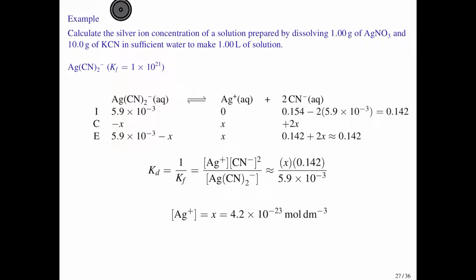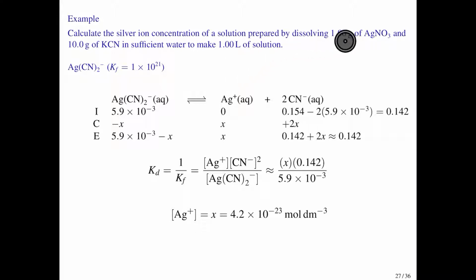But then there's also quite a lot of cyanide present, 10 grams of potassium cyanide. What's going to happen is the silver ion is going to react with the cyanide to form a complex ion in solution. And what they want us to do is calculate the amount of free silver left over in the solution. The way that I typically work these problems is I solve them backwards.